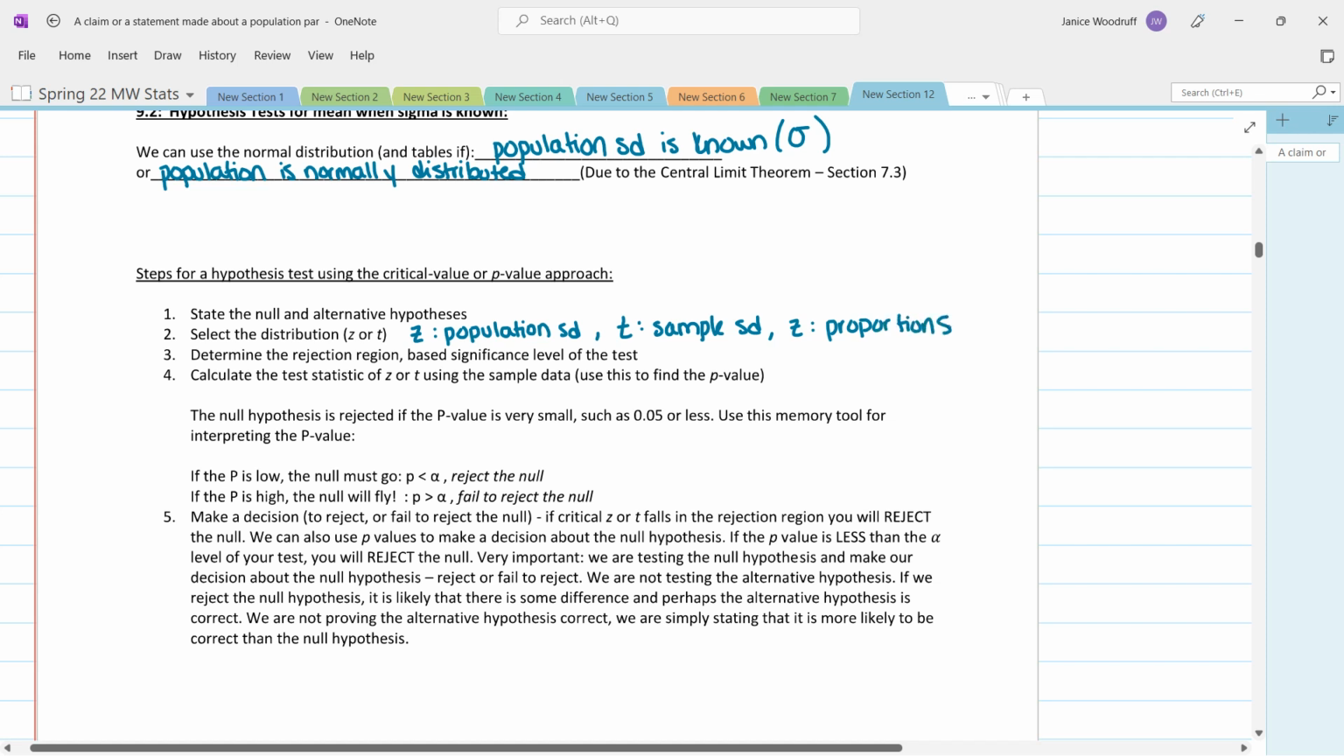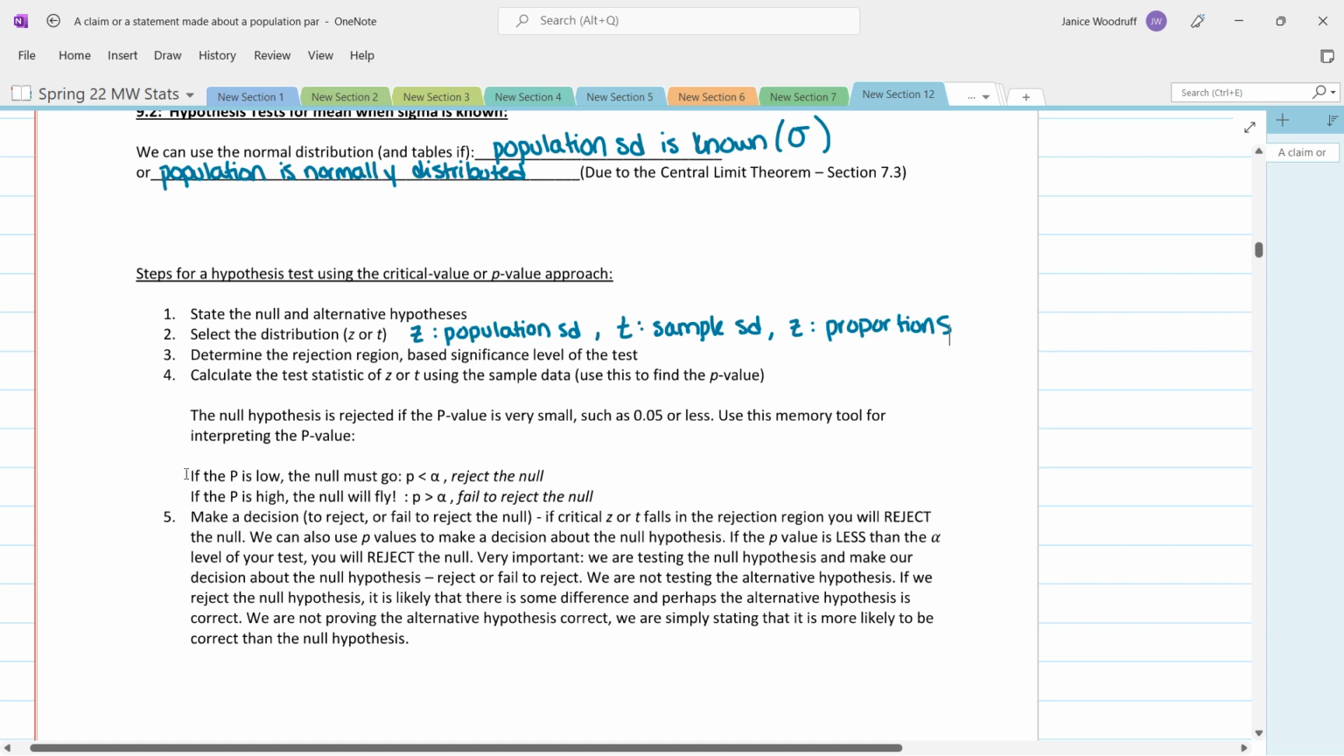Okay, then, based on the significance level, so you'll be given a significance level of the test, you'll find the rejection region, which is what we did in 9.1. Step 4, you're going to calculate the test statistic of Z or T using the sample data. Then we'll use that to find the p-value. The null hypothesis is rejected if the p-value is very small, such as 0.05 or less.